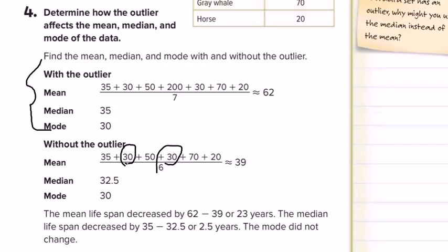Okay, so I can see when looking at how my outliers affected it that the mean lifespan decreased by 23 years. So the difference between 62 and 39 is 23 years. The median lifespan decreased by 2.5 years, and the mode did not change at all. And example 5 is going to ask us exactly what these changes mean.